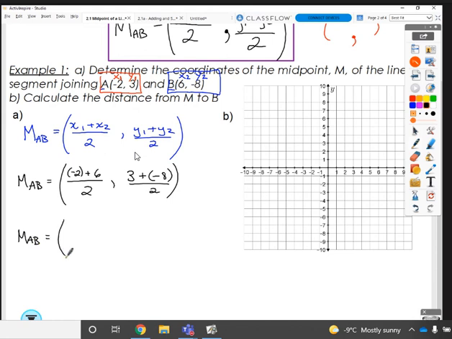So we'll get something like negative 2 plus 6, 4 over 2 for x, negative 5 over 2 for y, and then finally, our midpoint. 4 divided by 2 is just 2, and this is going to be a little strange, but this can happen. You get 2 and negative 2.5.